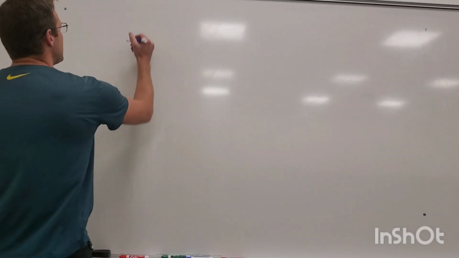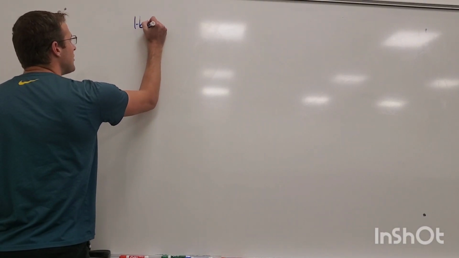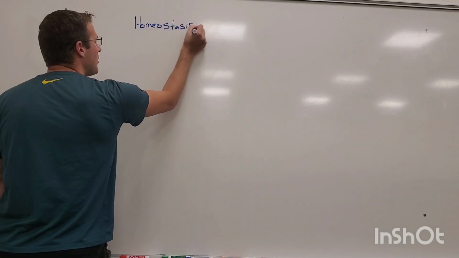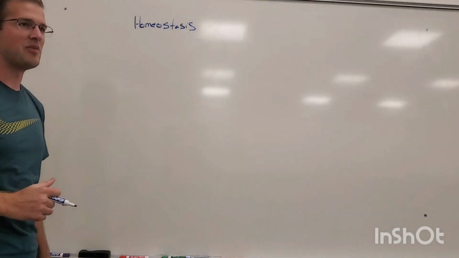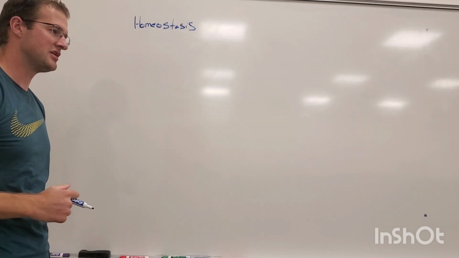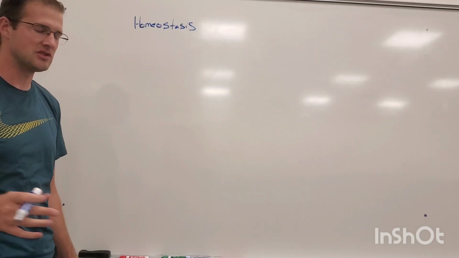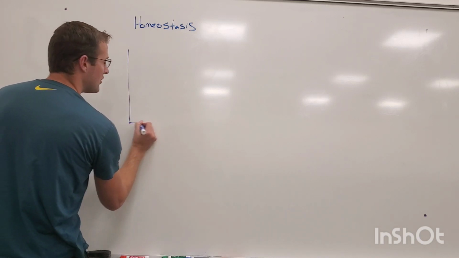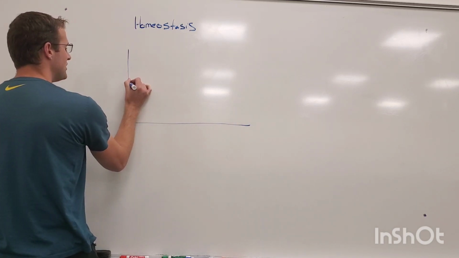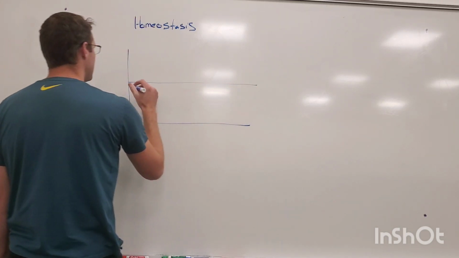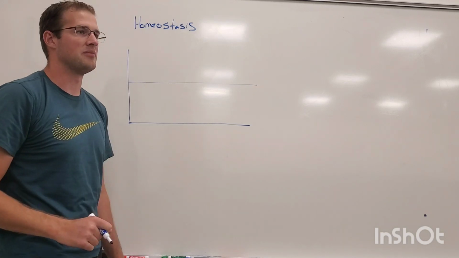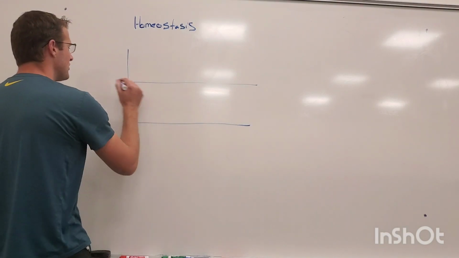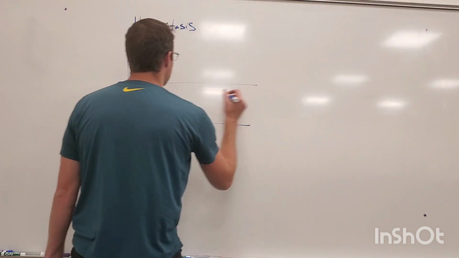All right, we're going to talk about homeostasis. Homeostasis is basically an organism's ability to maintain a variable within a specific range. To do that, it has a set point. The set point is the ideal spot for a variable to work in. So we're going to call this our set point right here.